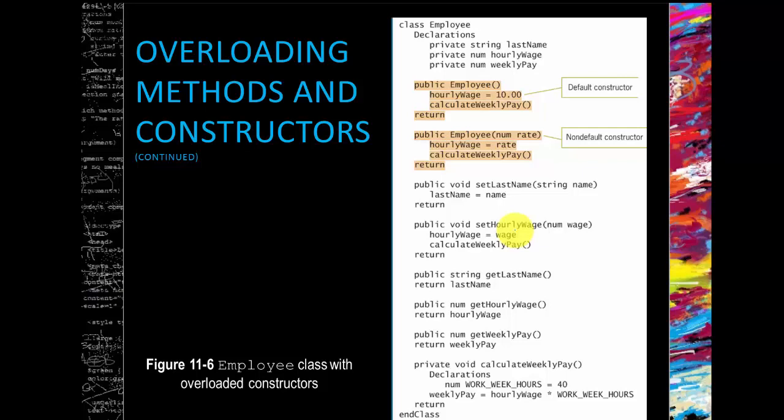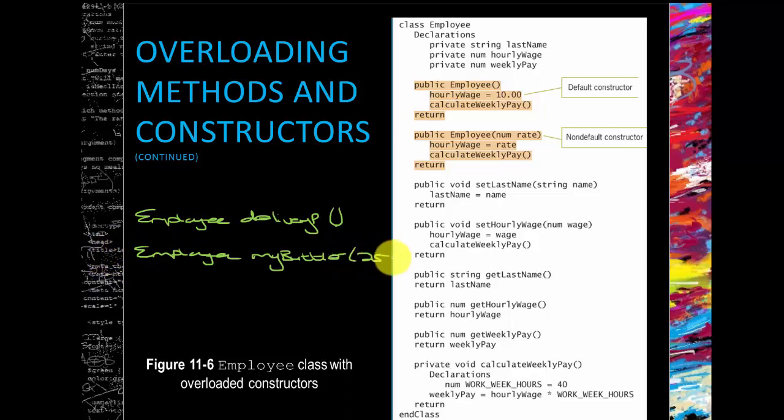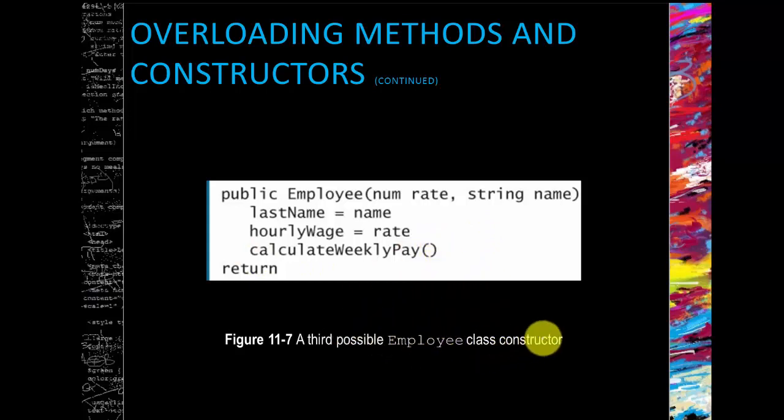If you use the version of a class in figure 11.6, then you can actually make statements like employee delivery person with nothing within its brackets, or employee my butler, which will require an argument of 25.85. So the hourly wage is set to be passed. This value is going to be passed into rate, and that rate is going to be stored into hourly wage. Remember, you can create as many versions as you want, as long as each version has a unique signature. So whatever happens within these brackets has got to be unique. If you have a look at figure 11.7, this is the third possible employee class constructor which you can create, a non-default constructor. Here we accept rate in its argument as well as string name in its argument. So creating many versions creates flexibility for your client programs.